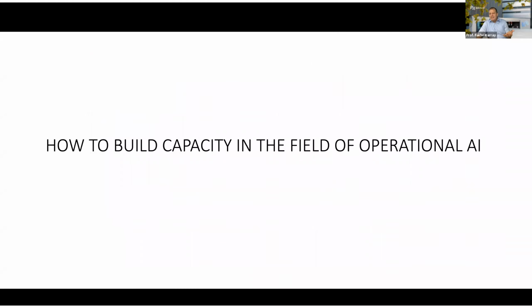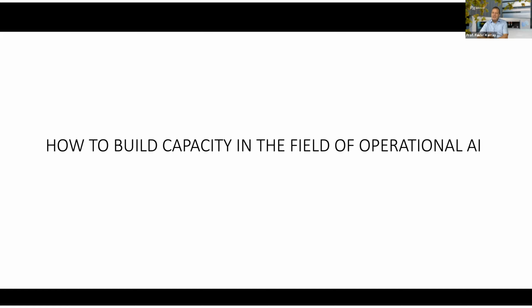How to build capacity in the field of operational AI? This is a problem that has confronted a number of companies. I have been interacting with industry for almost 30 years now. And always, they come up with a particular problem. They tell you that we are not able to do this. We try to borrow this particular algorithm, but we're not able to implement it. And this applies to the tools of AI.